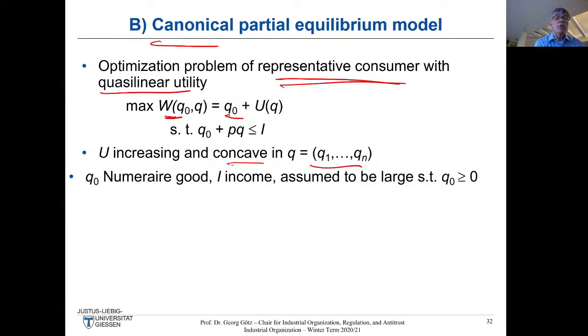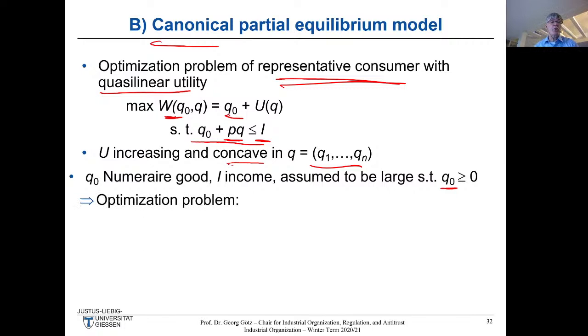Final point, of course, our consumer has to take into account the budget constraint. We have a given income I, and we spend this income on the numeraire and on our product which we are interested in. Typically we will assume that this income I is large, in the sense that in equilibrium Q0, the consumption of the numeraire, is positive. That's something you will address in problem 1 of assignment 1, where you have to calculate how high the income I has to be at least, so that our consumer still consumes the numeraire. Otherwise, you get a corner solution.